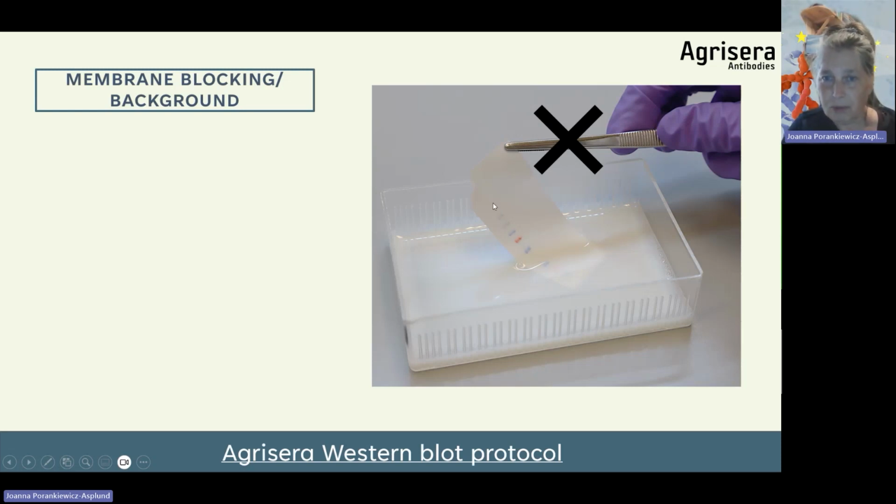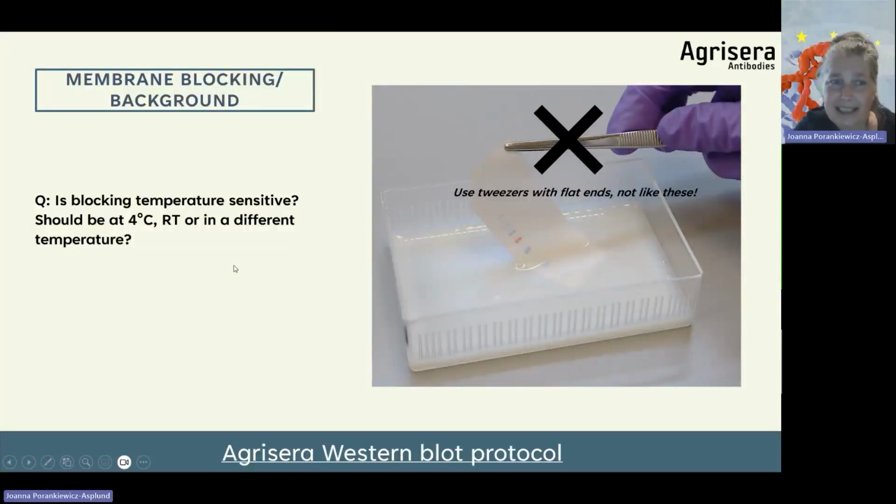And why do we do the blocking? We do the blocking to, as the name suggests, make it impossible for antibody to bind to other places on the membrane than proteins. So all free places on the membrane need to be somehow made inaccessible. In this example, blocking is made with milk. And please do not use these kind of tweezers because you can damage the membrane. The membrane has to be processed with great care and also wearing gloves.